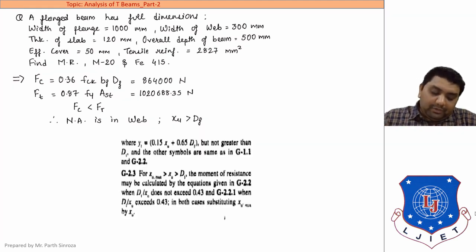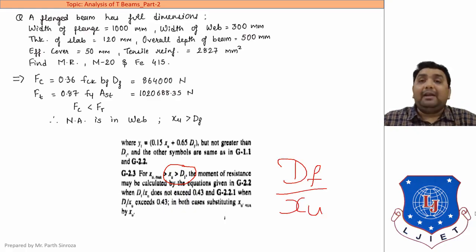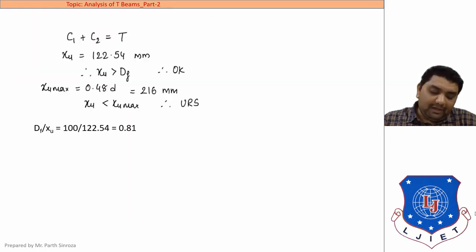So we will be using this equation, that is XU is greater than DF. For XU greater than DF, again we will be solving the ratio DF by XU. If DF by XU is less than or equal to 0.43, we will be using equation 2.2, and if DF by XU is greater than 0.43, we will be using 2.2.1. So we will see in this case what the value of DF by XU is.